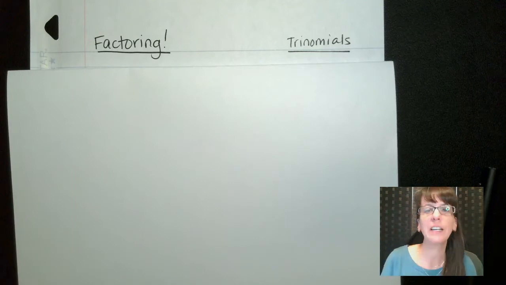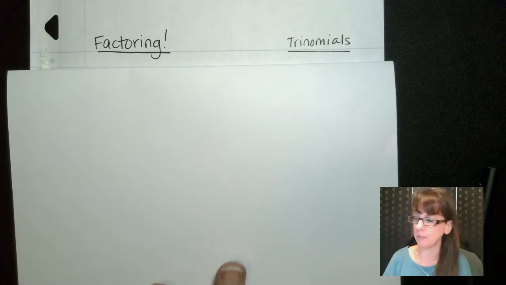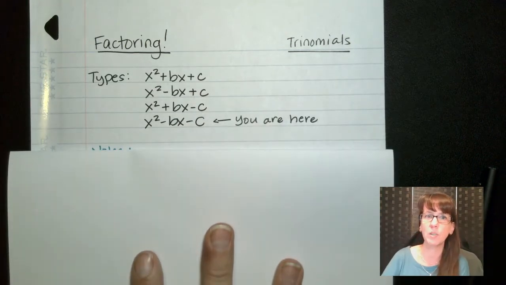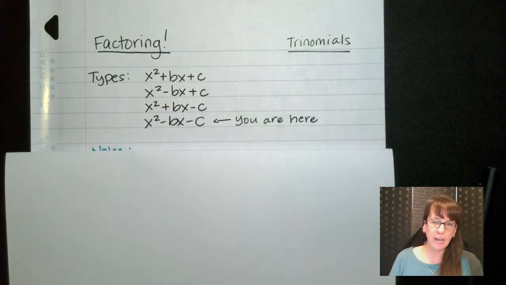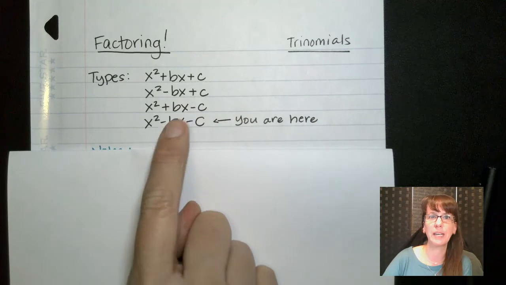This is my favorite. You're going to want to know how to factor because you want to be like a factoring machine. All right, we've introduced some of them. Here are the 4 types of different trinomials that we have. You are here. We're going to be doing double negatives like this.